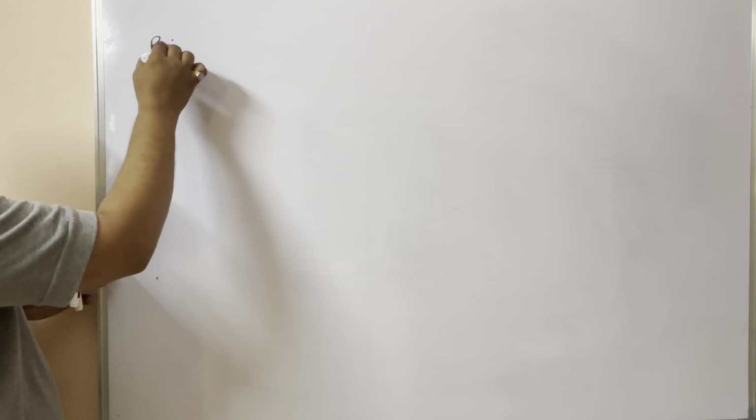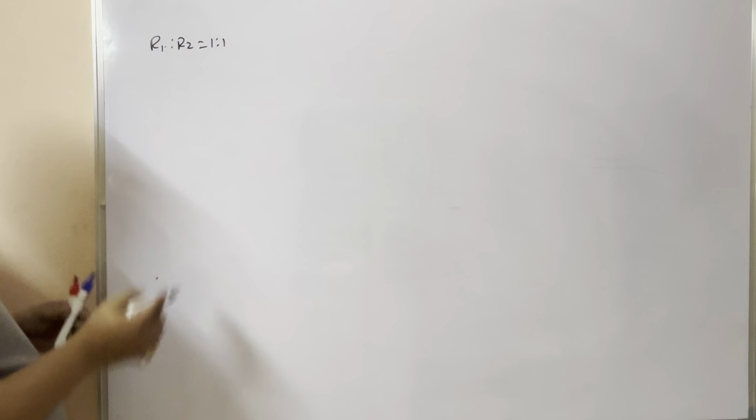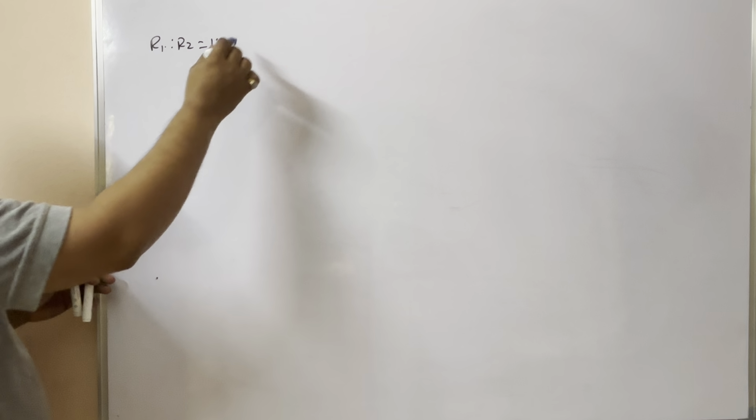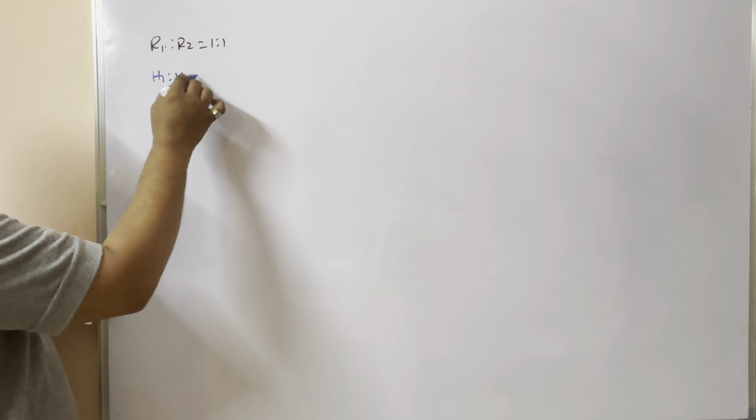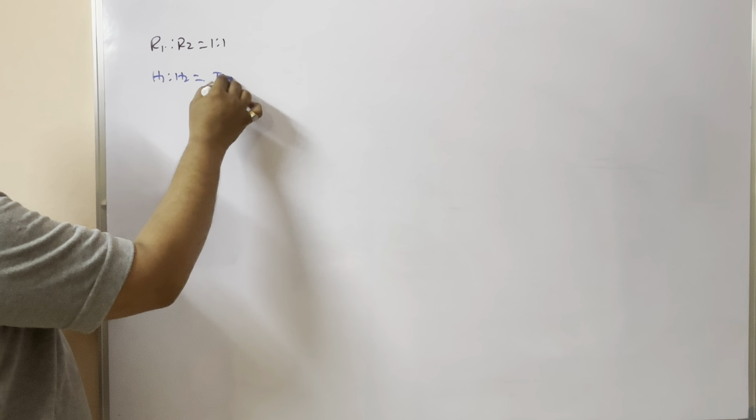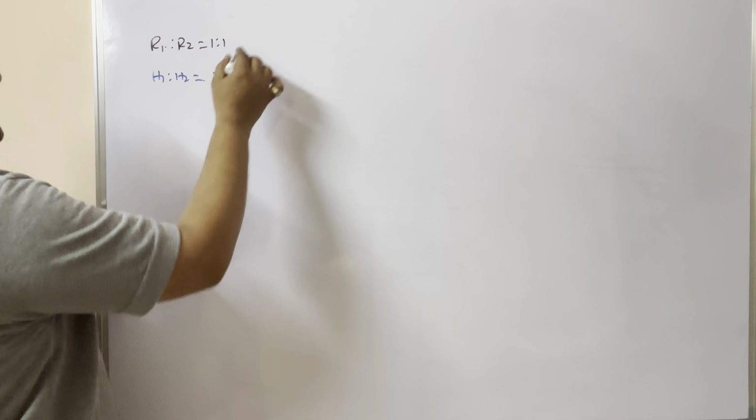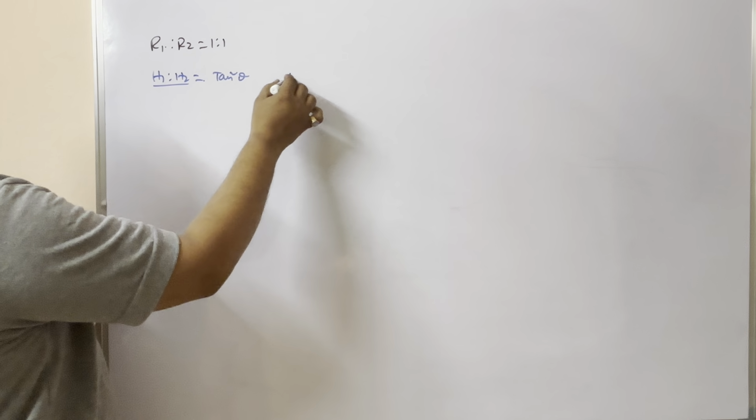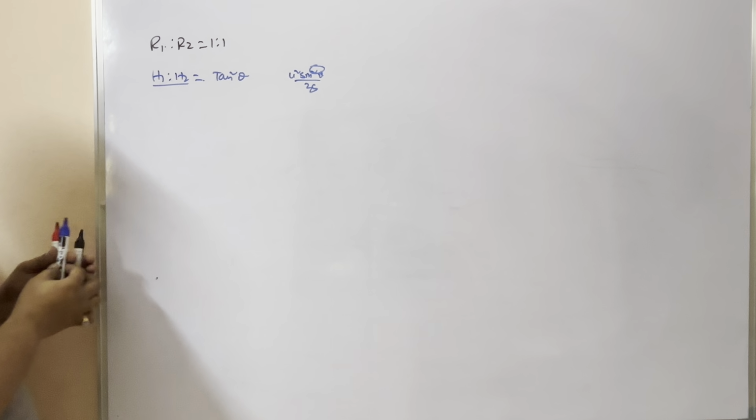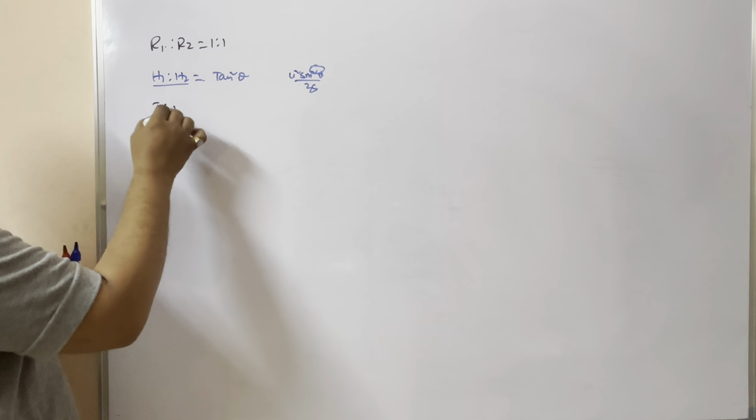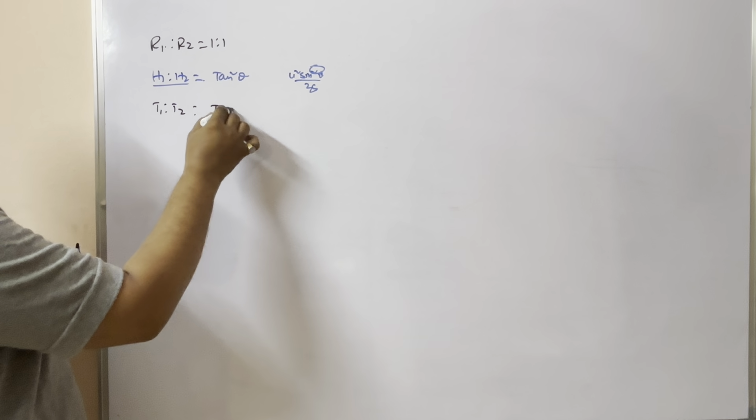So what is the range ratio for complementary angles? R1 is to R2 is going to be 1 is to 1. They are going to acquire the same range if the angles are complementary angles. What is the maximum height ratio? H1 by H2 is going to be tan square theta. In maximum height, u square sin square theta by 2g. Since the square is there, you will get tan square theta. For the time of flight or time ratio, you will get tan theta.